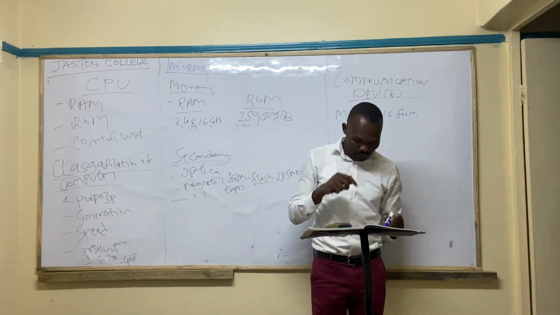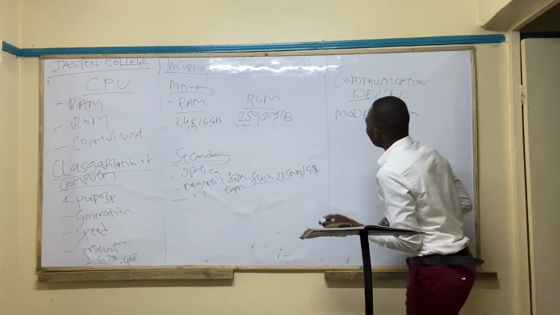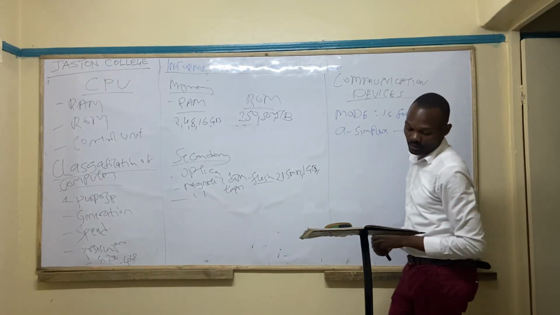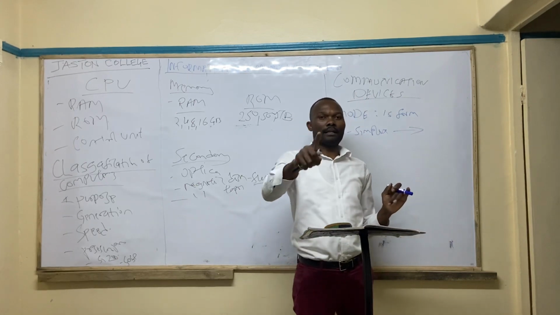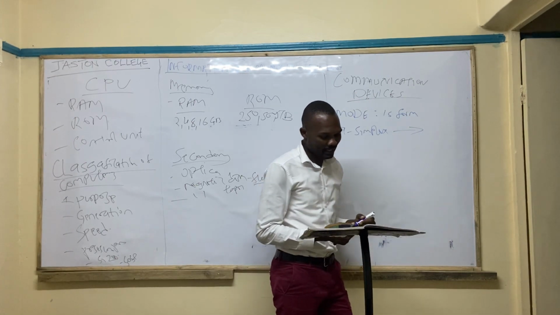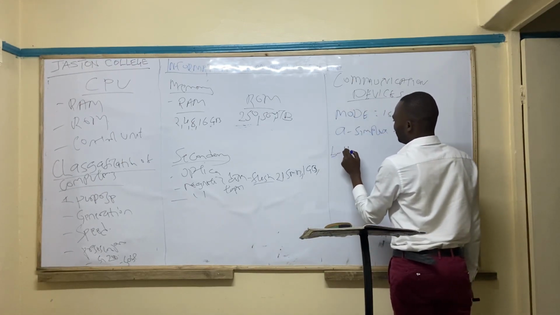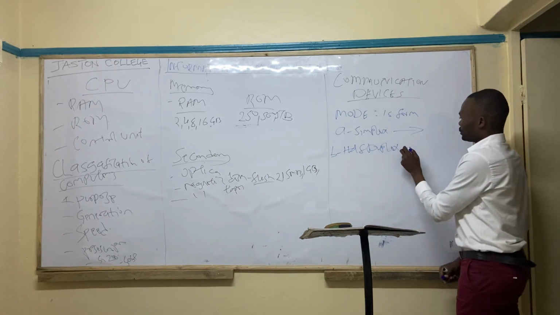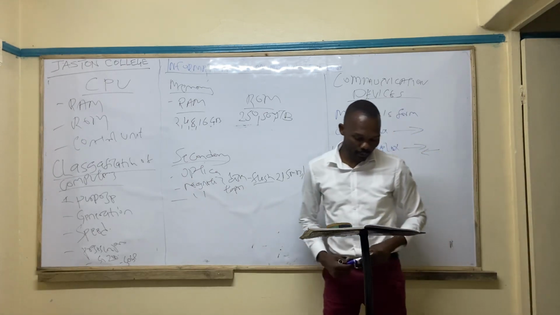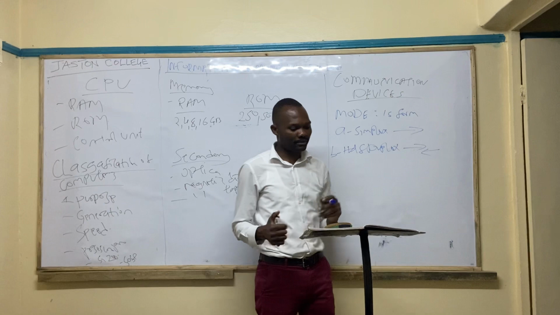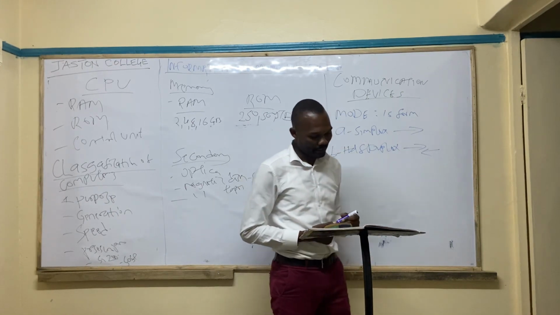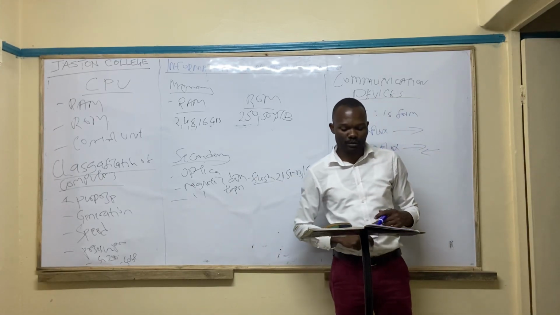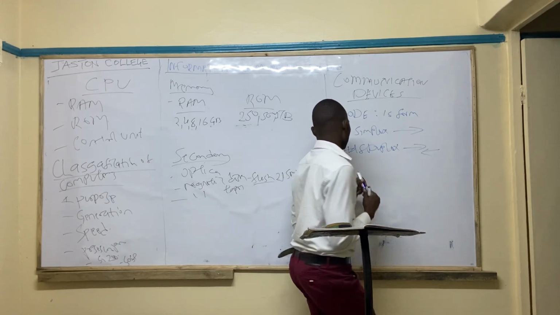So here there's what we call simplex. Simplex is one direction, from A to B, that's it. Half duplex is where communication between A and B happens, but one at a time, like a telephone. Then full duplex, where communication is passed from one point to another simultaneously, at the same time. Full duplex.